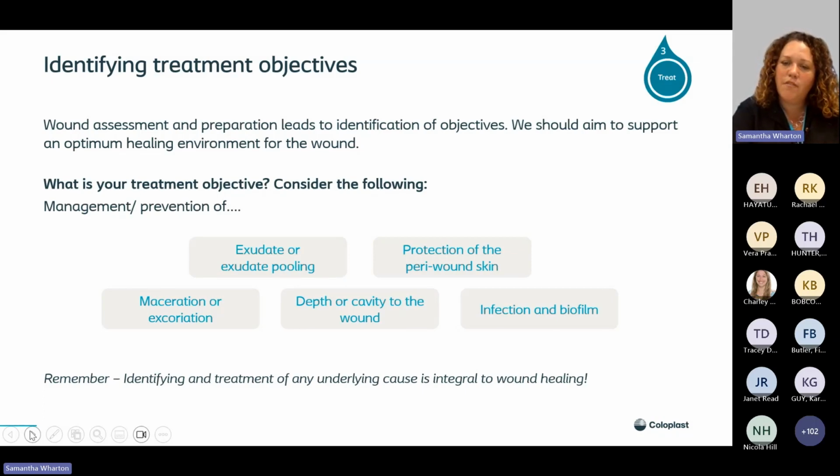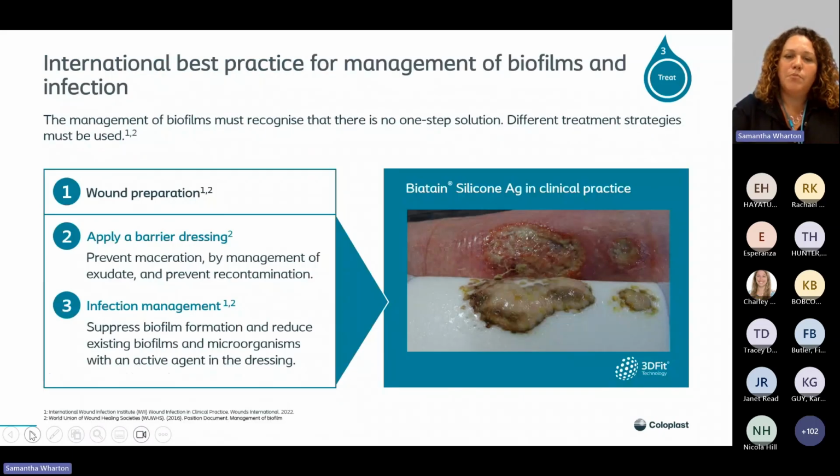Is there any infection and biofilm present? How are we going to manage that? Do we look at our international best practice standards? Actually, do we need to do that cleanse and debridement frequently to ensure that we're progressing the wound and removing that bacterial burden? But above all, going straight back to that assessment, it's really important to identify any underlying causes and to refer on or optimize them as much as possible to make sure that that wound is then going to progress to healing. So international best practice for management of the biofilms, like we say, so that's step one.